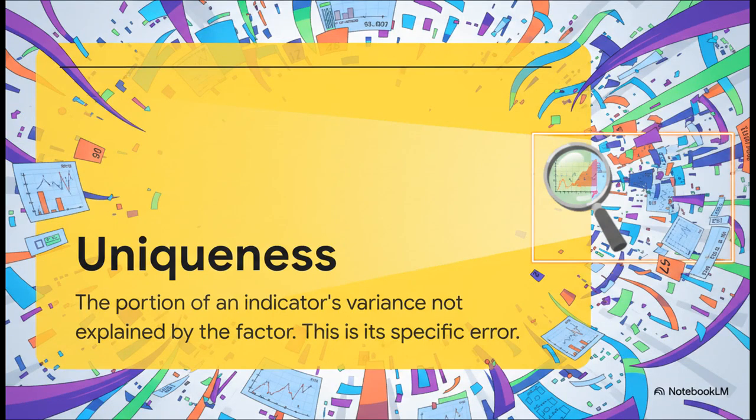Then you have this second pile, and that's called uniqueness. This, my friends, is the noise. It's the part of the employment rate's behavior that has nothing to do with the other indicators or our hidden factor. This is the measurement error, perfectly isolated and set aside so we can focus on the real signal.